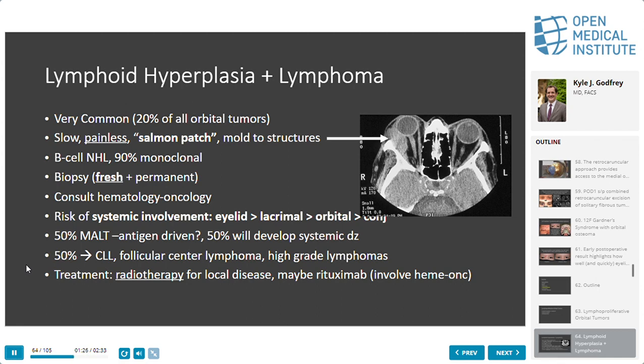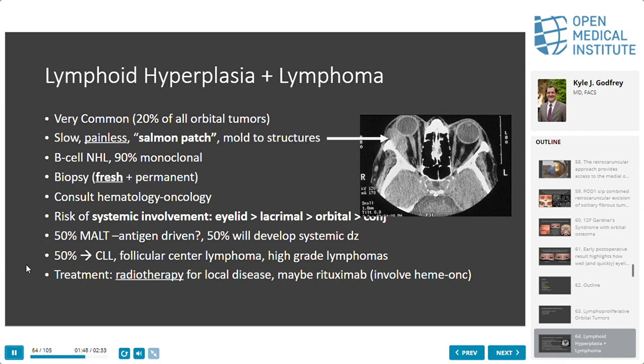So it's really important to get a good amount of specimen. Our pathologists say for flow cytometry, they want at least a pencil head eraser, so something about a cubic centimeter. So if you can get something in that ballpark, it allows them to perform the studies that they need to. And it's really important once you make the diagnosis to involve your hematology and oncology colleagues. These aren't things you need to manage by yourself because there is a risk of systemic involvement.